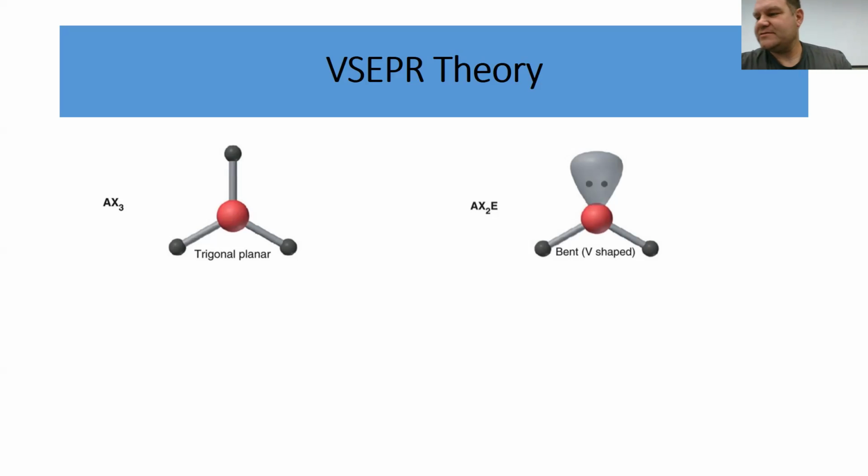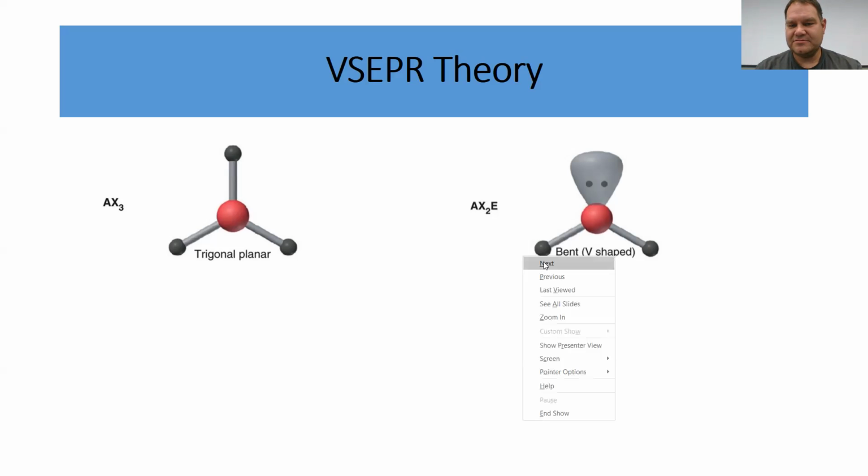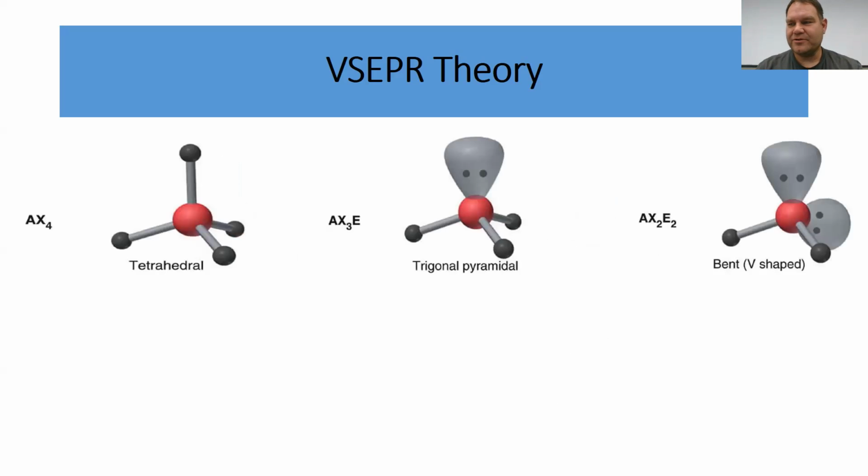All right, a bent. Okay, something like this where it's bent. It does have two lone pairs that are not indicated here, but you've got to visualize a lone pair up here, causing this to be bent down to a 117-degree angle. Okay. Let's go to our four domains.